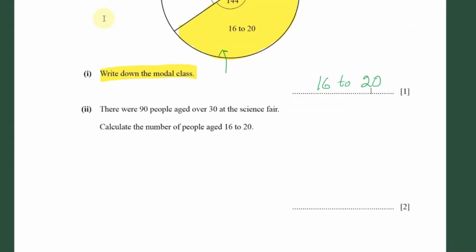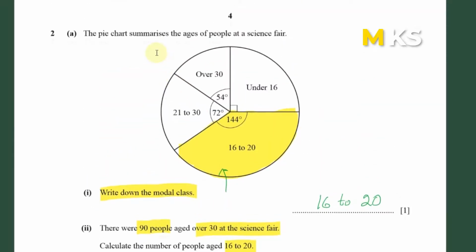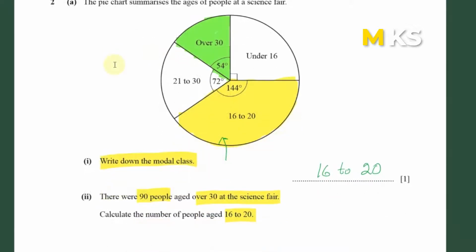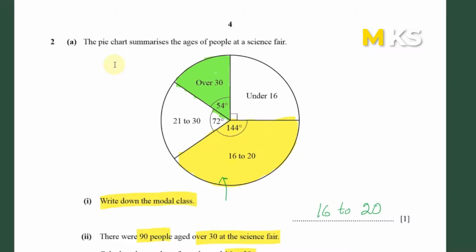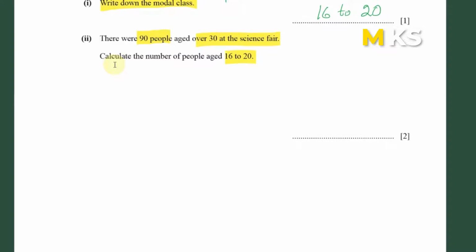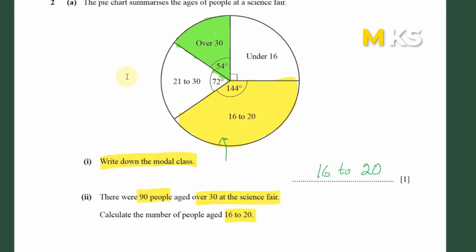Second part: there are 90 people aged over 30 at the science fair. Calculate the number of people aged 16 to 20. Over 30, 90 people were aged over 30. 54 is the angle of the sector representing people over 30. We can use the unitary method or ratio method here. If you compare 16 to 20 people and over 30 people, their sectors have 54 and 144.